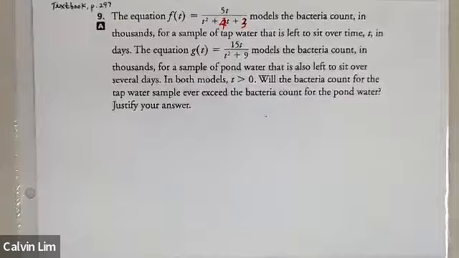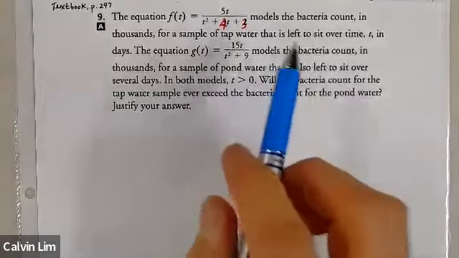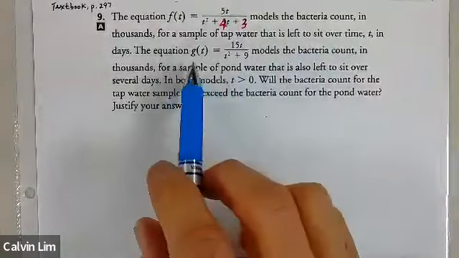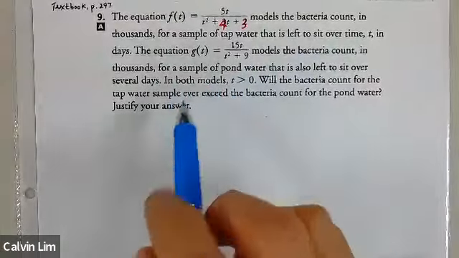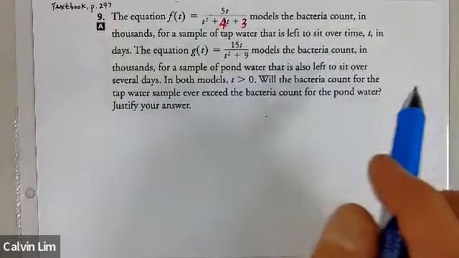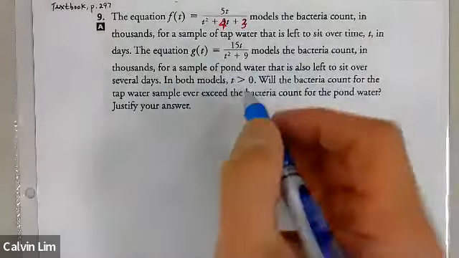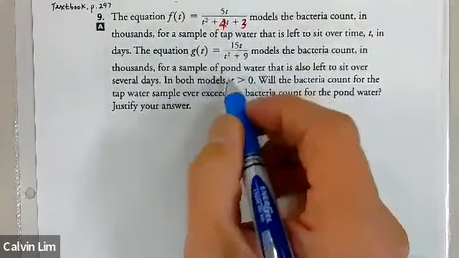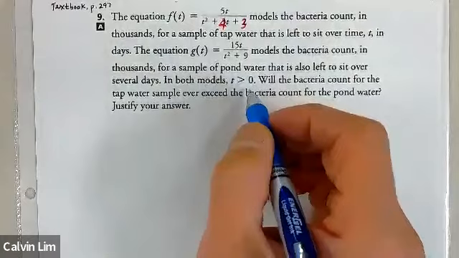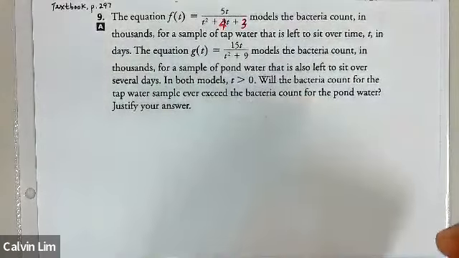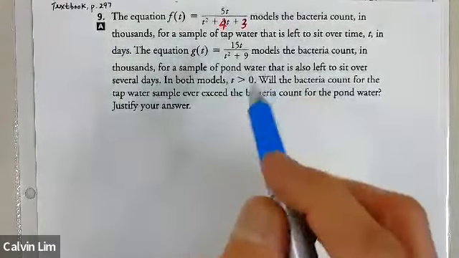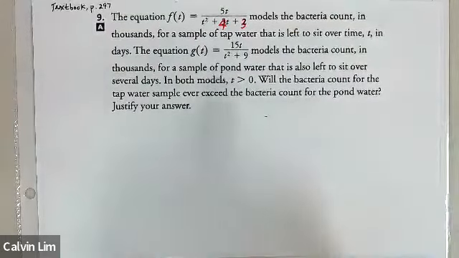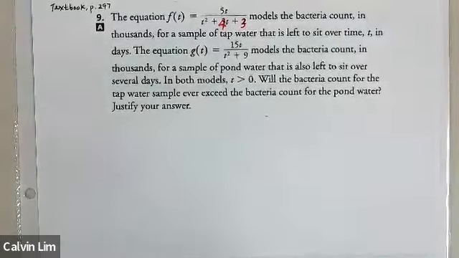All right, so in this question, we have a mathematical model for the bacterial count in tap water and another mathematical model for bacterial count in pond water. For both models, the domain is set for you: t is greater than 0. The question asks, will the bacterial count for the tap water sample ever exceed the pond water bacterial count?